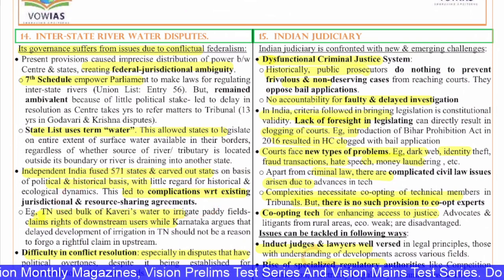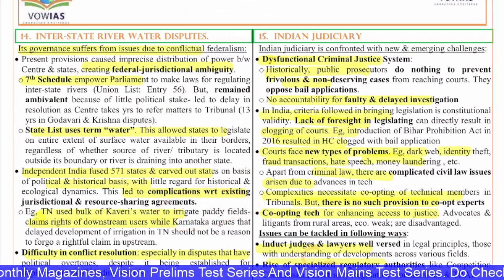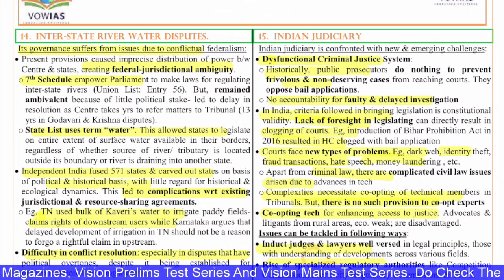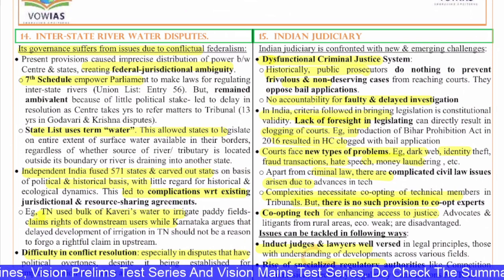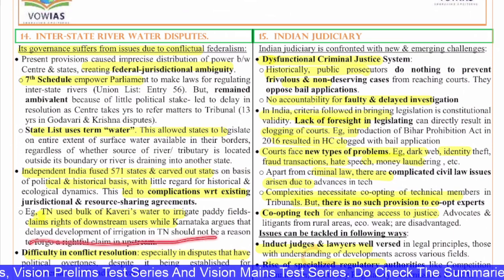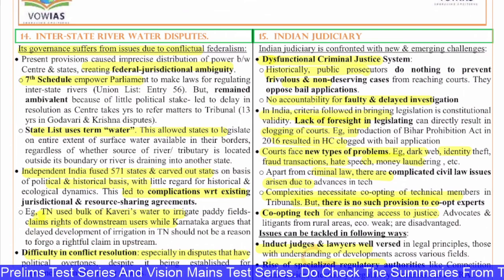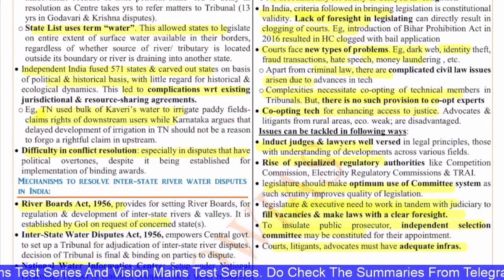Example: Tamil Nadu uses the bulk of Kaveri water to irrigate paddy fields, and claims rights in the downstream, but Karnataka is upstream, and they argue that the delayed development of irrigation in Tamil Nadu should not be the reason to forego their rightful claim in the upstream. So this entire dependence of Tamil Nadu on Kaveri is creating the major issue between the two states.